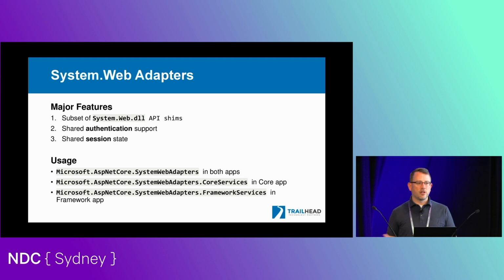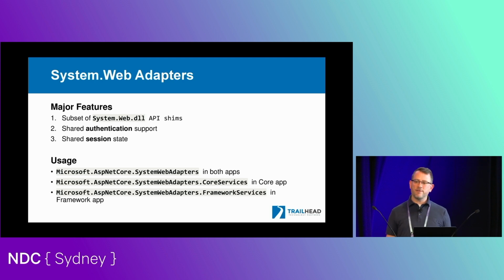There's other things, though, that are a little more complicated. If you're using session state and you want that to be shared between the two applications. If you're using authentication and you want that to be shared between the two applications. There's actually 3 different System.Web adapters NuGet packages. There's the general one, which is the one we were just using now. There's the core services, and there's the framework services. I think those names make it pretty obvious what they do, but the core services one is if you want to do anything like session state synchronization or sharing authentication between the two applications, the core services NuGet package goes into your modern core application, and the framework services goes into your framework application.